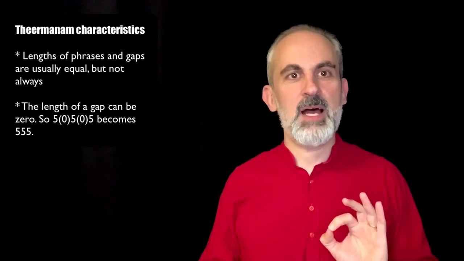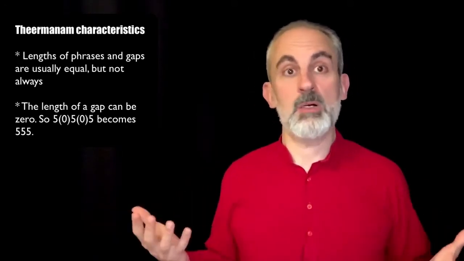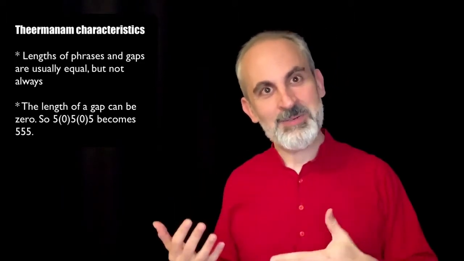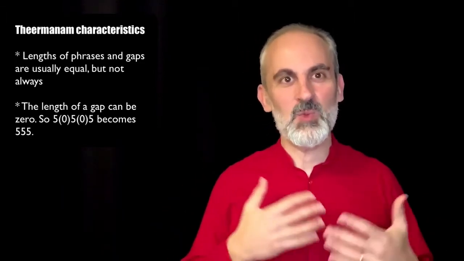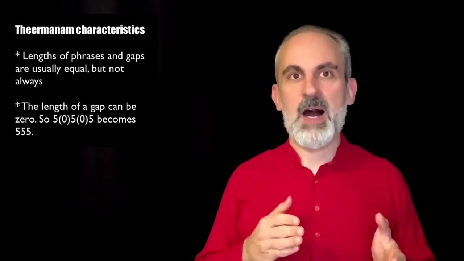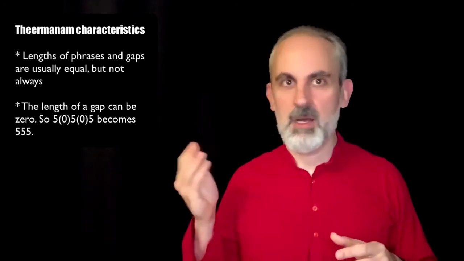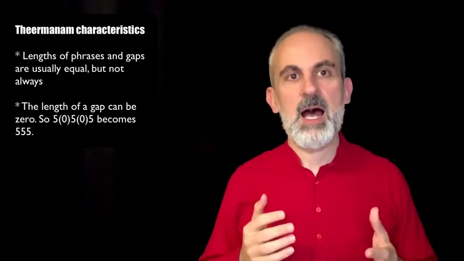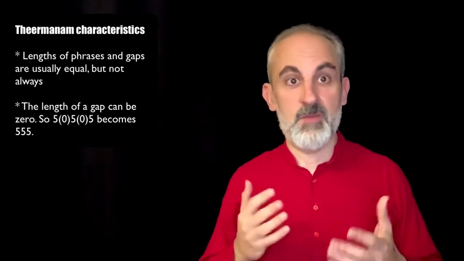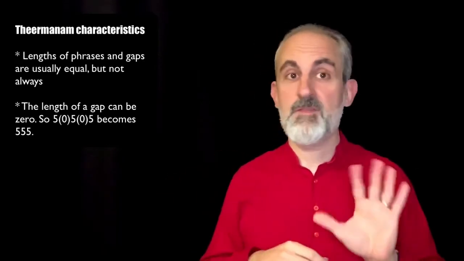Second, the length of a gap will sometimes have a value of 0. That means that while effectively, technically there is a gap, you do not pronounce it because the value is 0, right? You don't have anything to recite or to play. So instead of writing something like 5, 0 gap, 5, 0 gap, 5, we would just remove the gaps and be left with a very standard theermanam, if I might add, which is simply 5 5 5.